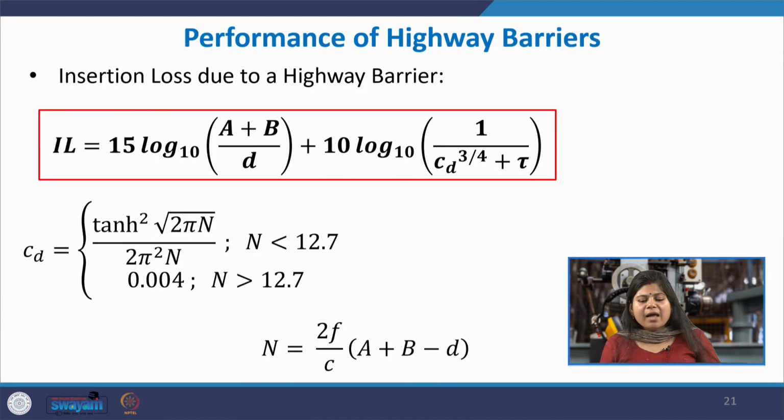And for the typical highway barrier, this is an empirically derived relationship, that for the highway barrier the insertion loss is given by this formulation. So, a small change from the general outdoor acoustic barrier.